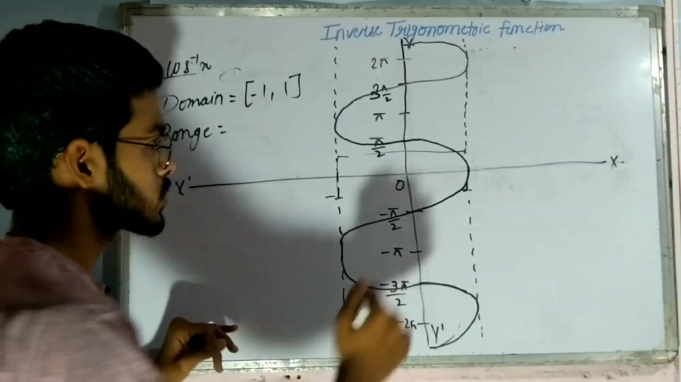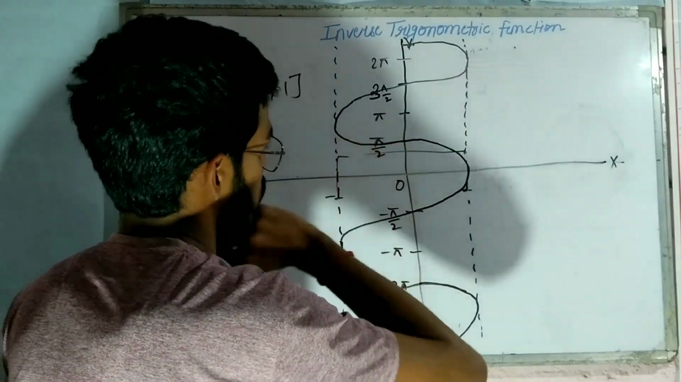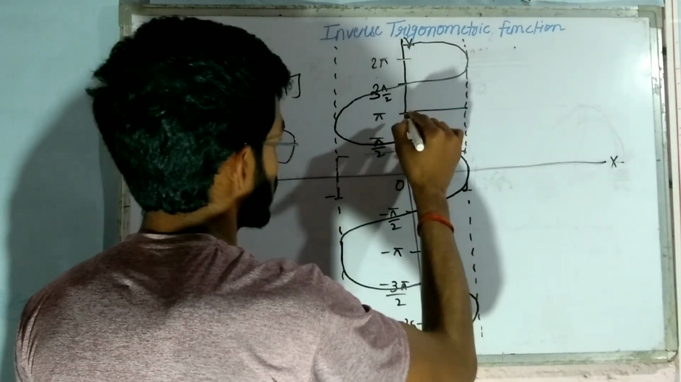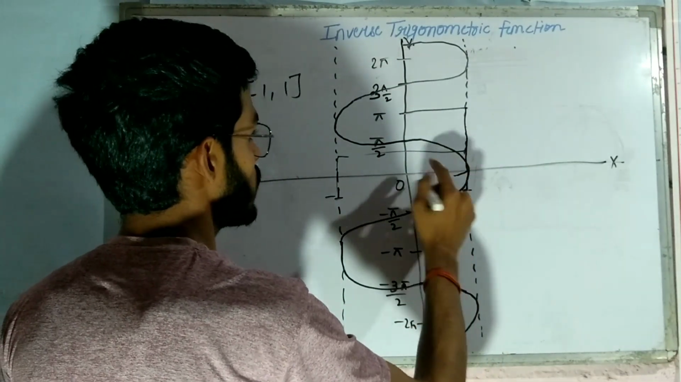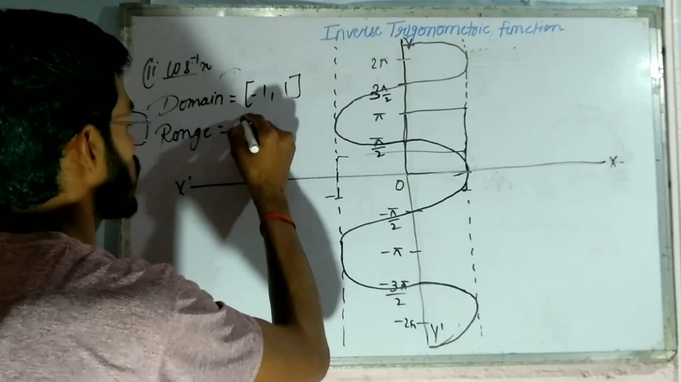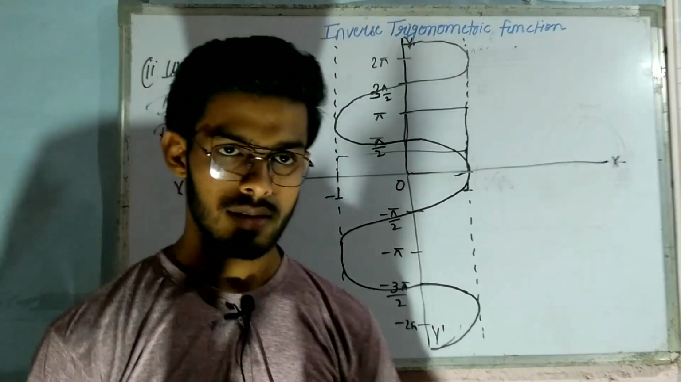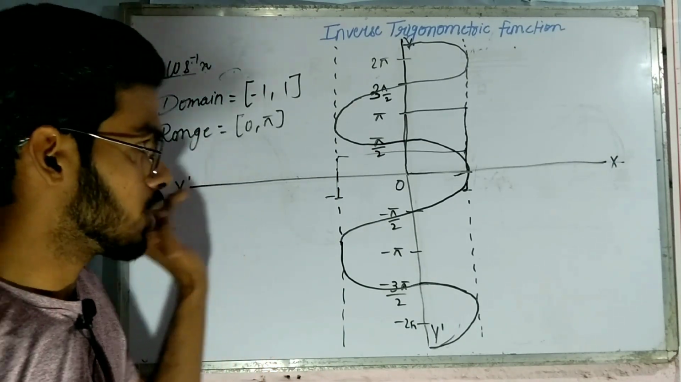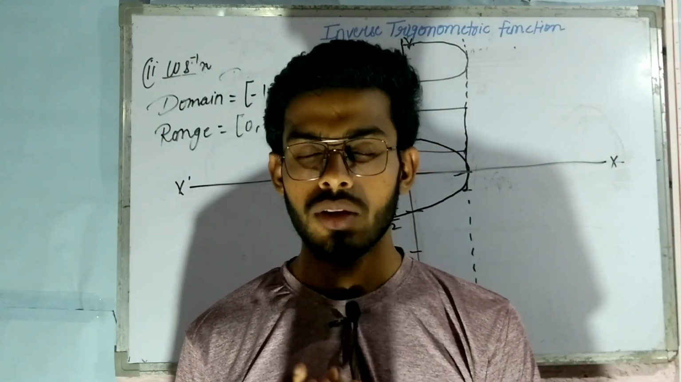And what is the range? The range lies on the y-axis. So you will remember that the range of cos inverse x is the closed interval 0 to pi. This is the range. So you can see that the domain lies on the x-axis, and the range lies on the y-axis. So I hope you will understand these graphs.